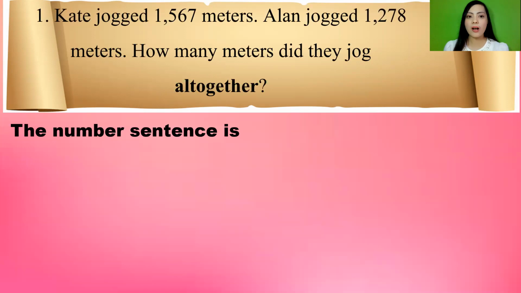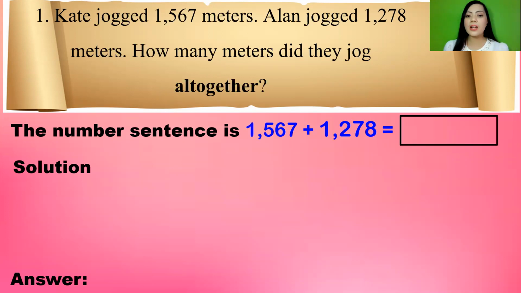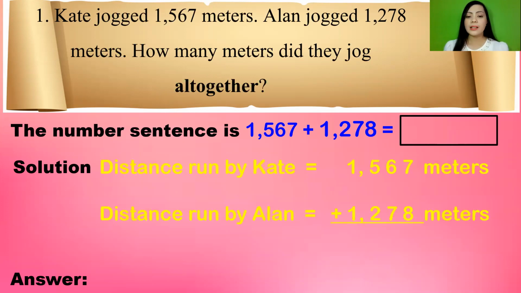Now let's proceed to the correct process of solving the word problem. We have the number sentence, we have the solution, the complete sentence, and of course the answer with a complete sentence too. The number sentence is 1,567 plus 1,278 equal to blank. The solution: distance run by Kate equal to 1,567 meters plus the distance run by Alan equal to 1,278 meters.